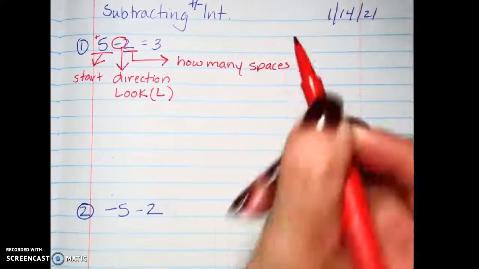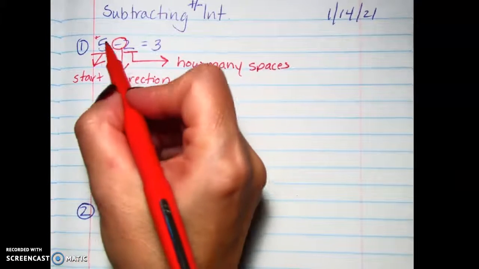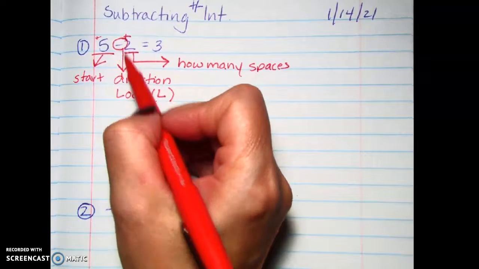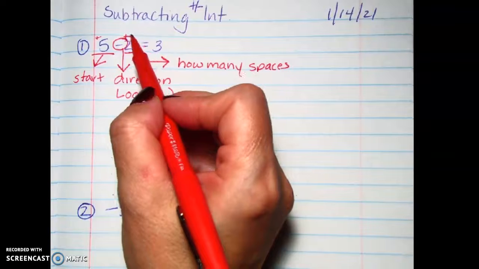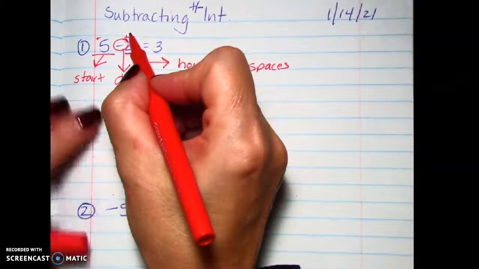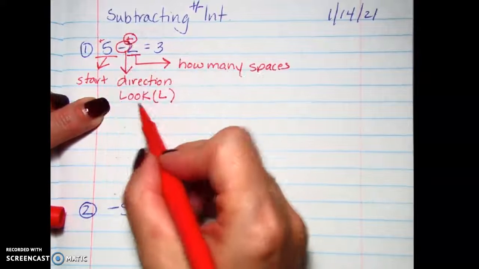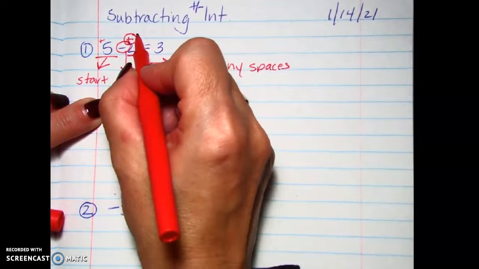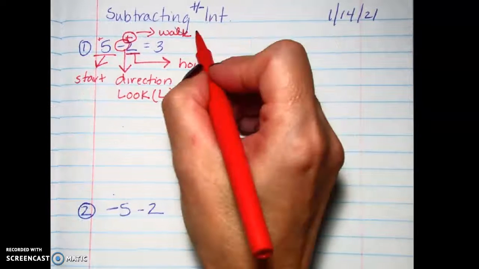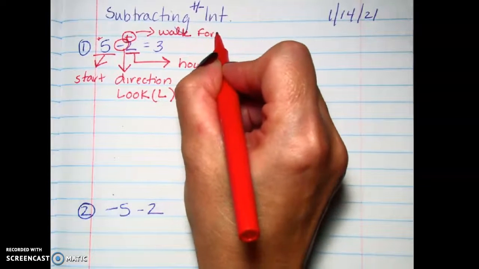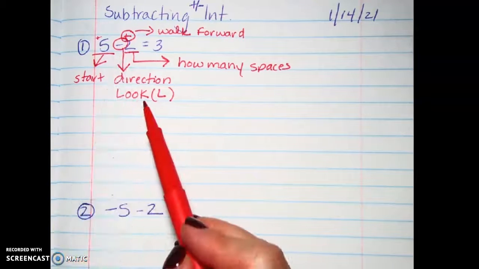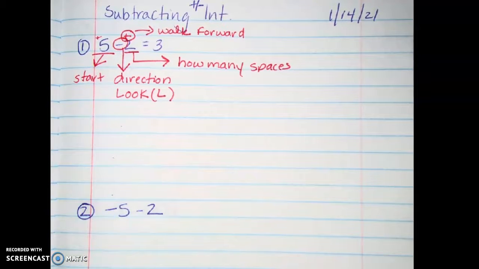Now, I have one more thing. This 2 is positive as well, because this sign is telling me the direction on the number line. So 2 is actually a positive 2. That is telling me that I'm looking left, but I have to walk forward. The positive 2 tells me that I'm walking forward. I'm going in the same direction that I am looking because it is positive.